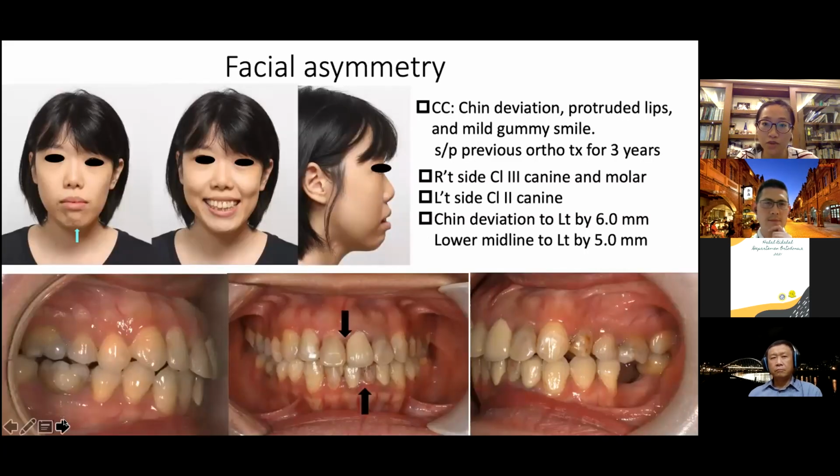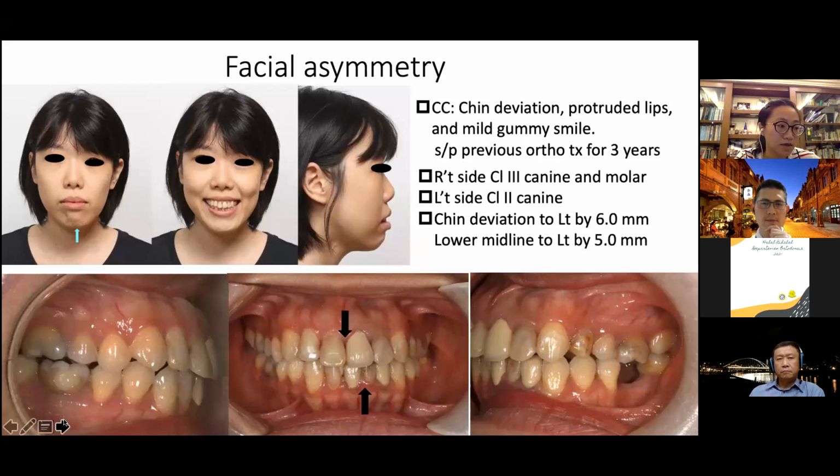Then we will come back to this case again. This 28-year-old patient received orthodontic treatment for 3 years, around 10 years ago. Although we can see the orthodontist did a good job on the occlusion, she still cares about her chin deviation, protruded lips, and mild gummy smile. She also has a right side class 3 canine and molar relationship and a left side class 2 canine and molar relationship due to the facial asymmetry skeletal problem.